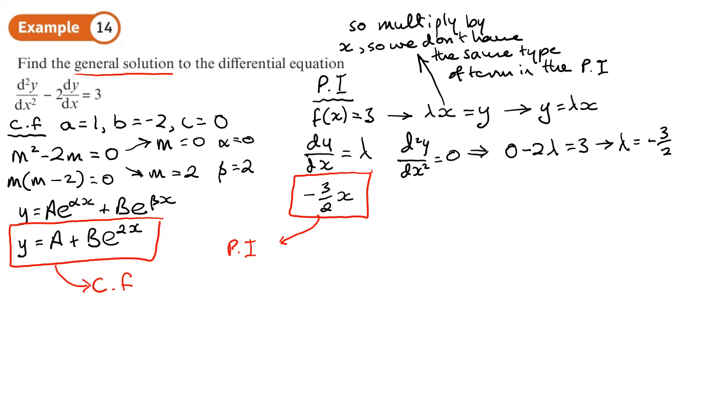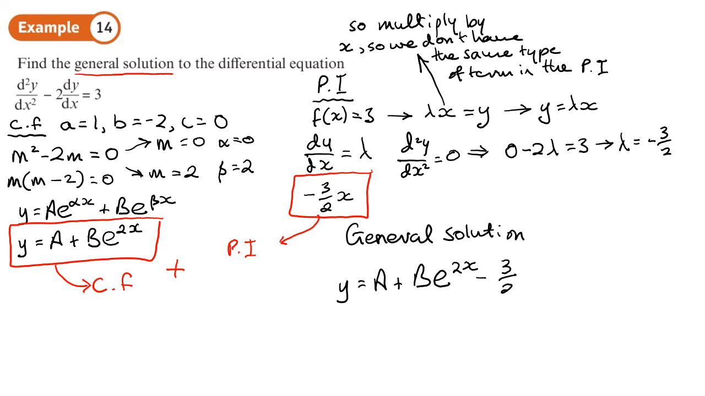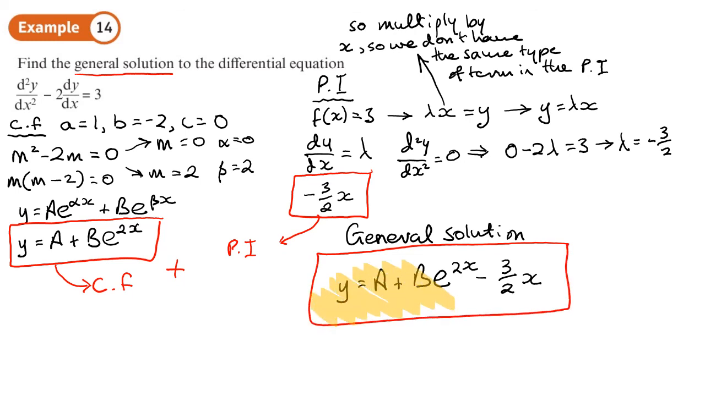So the last step now is our answer is the complementary function plus the particular integral, giving us the general solution as y equals a plus b e to the 2x minus 3 over 2x. Complementary function plus particular integral.